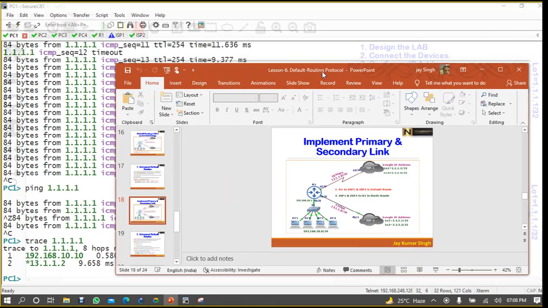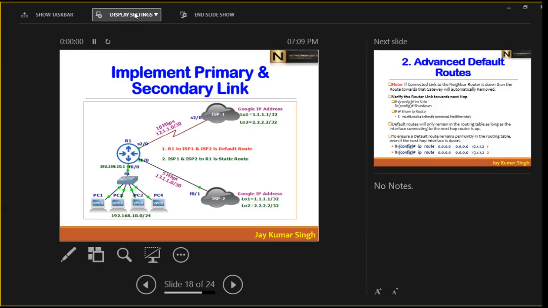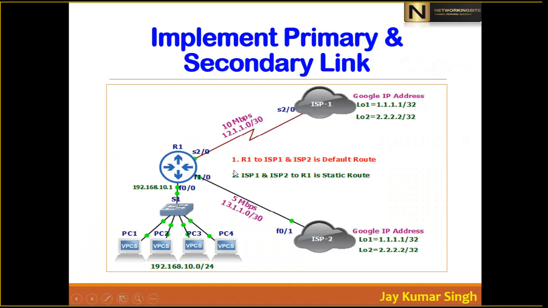Okay, so same thing here. The lab is the same here. I have already explained it, and here you can see that from this way it is 10 Mbps, and from this way it is 5 Mbps. So you want to make this one primary, and this one secondary. So what configuration will you do?